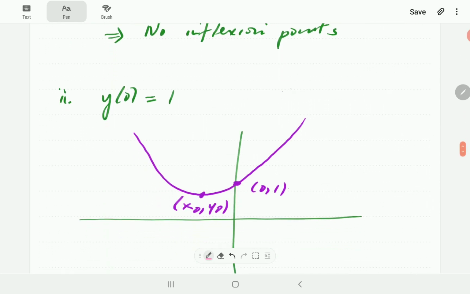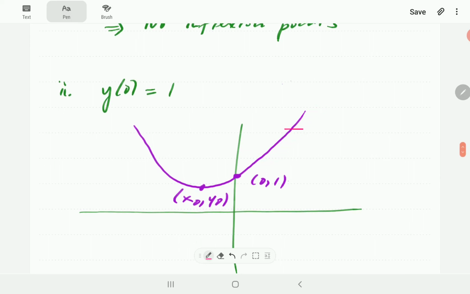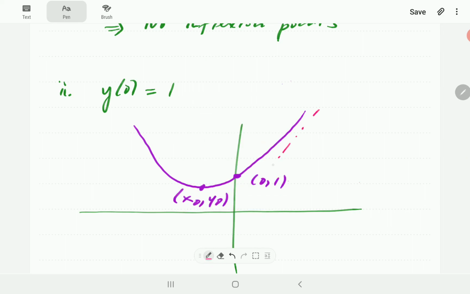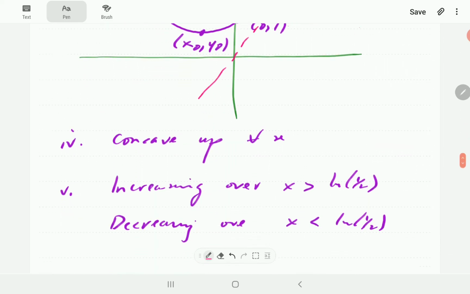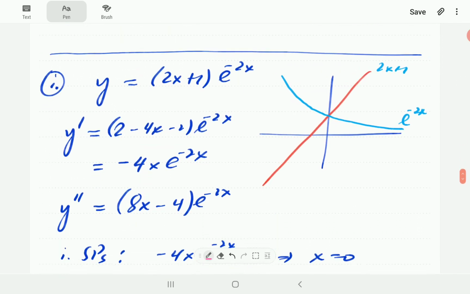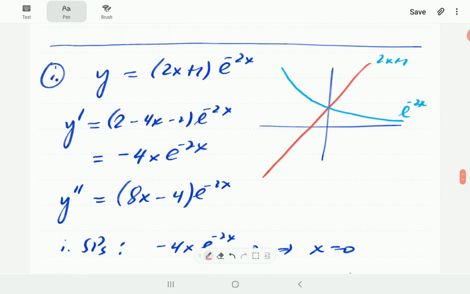The y-intercept is (0, 1), so then simply our function is going to look like this. Always concave up, decreases up to the stationary point, increases after the stationary point. And this side we expect it to be very much similar to 2x. Okay, so that's that.